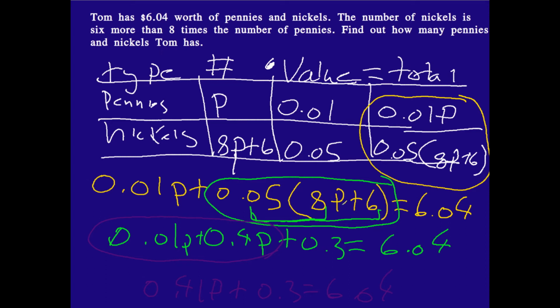I know that's hard to see, but I'm going to go ahead and move to another slide. Let me rewrite that for you. So we have 0.41p plus 0.3 equals 6.04. Now, the next thing we want to do, and I'm sure you're familiar with the next step, is subtract 0.3 from both sides. That's what we want to do right now.